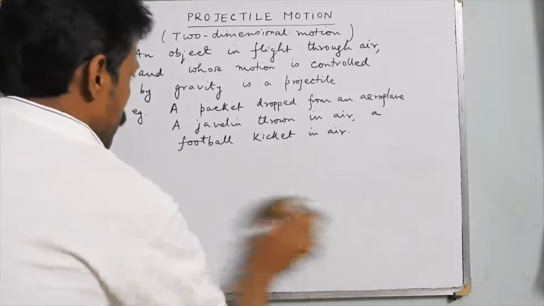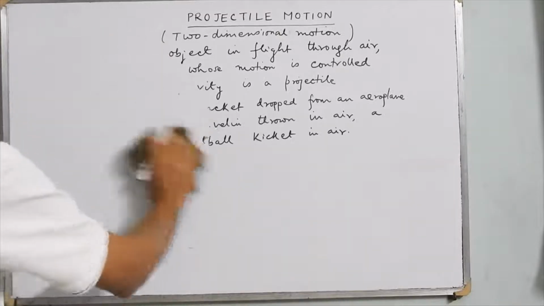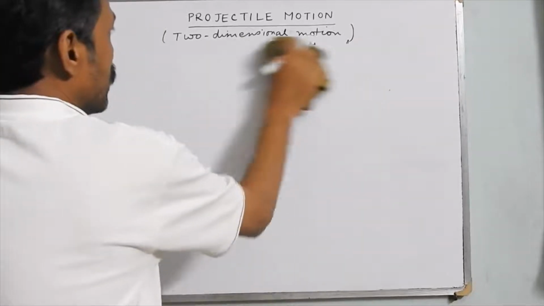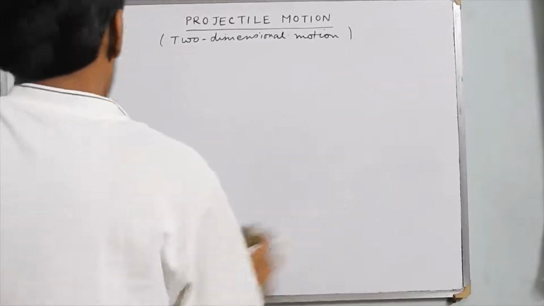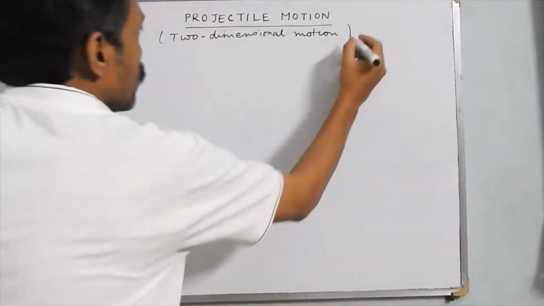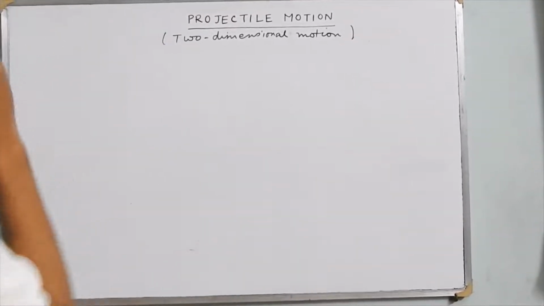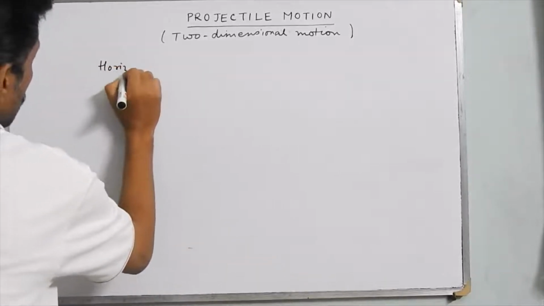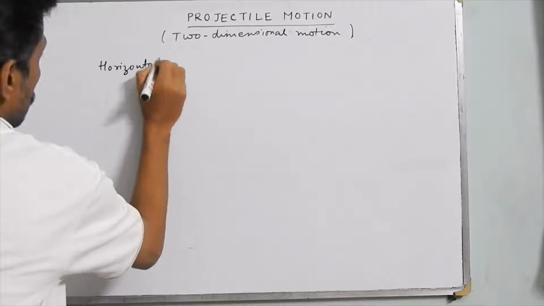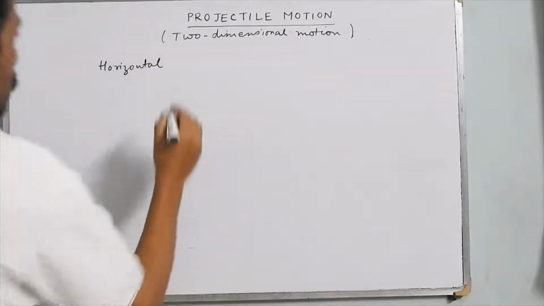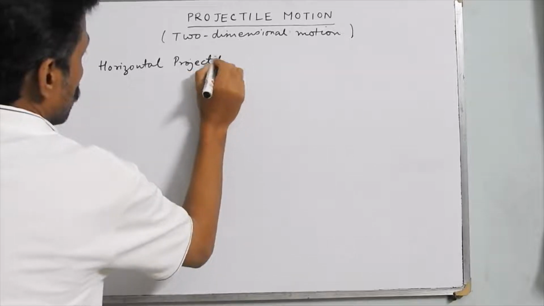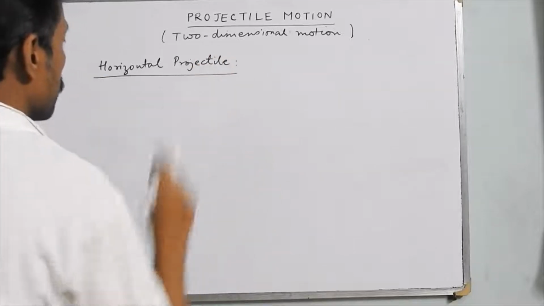So let us start with the first situation. For example, a packet which has been dropped by an aeroplane. Even you can say that a bomb which has been dropped from an aeroplane will follow the path of a projectile. So let us call that a horizontal projectile, because initially the motion of the object is along the horizontal direction.